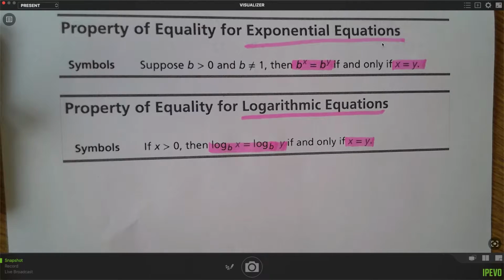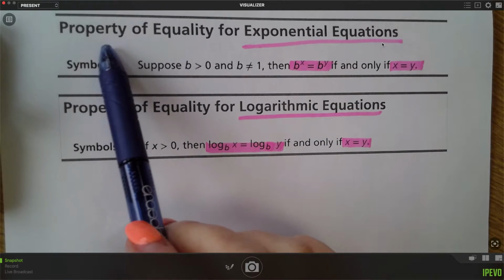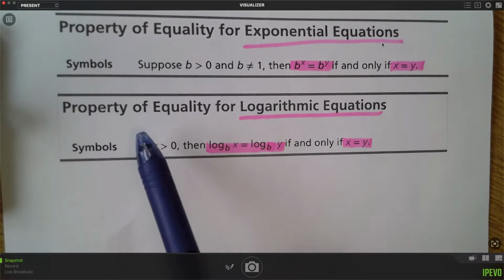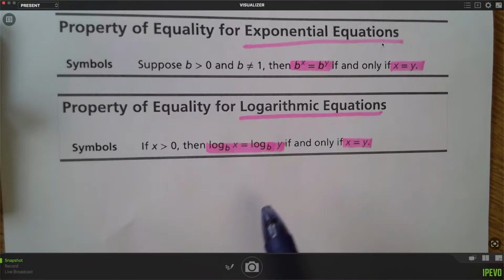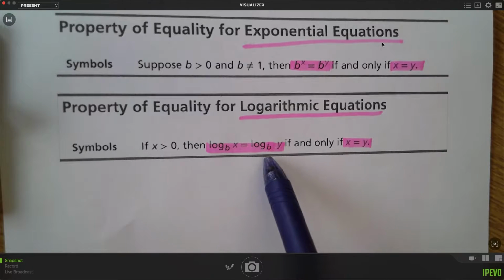So we're just supposed to write what you highlighted? Yes, that's what I would name it. Property of equality for exponential equations, and then property of equality for logarithmic equations: log base b of x equals log base b of y.